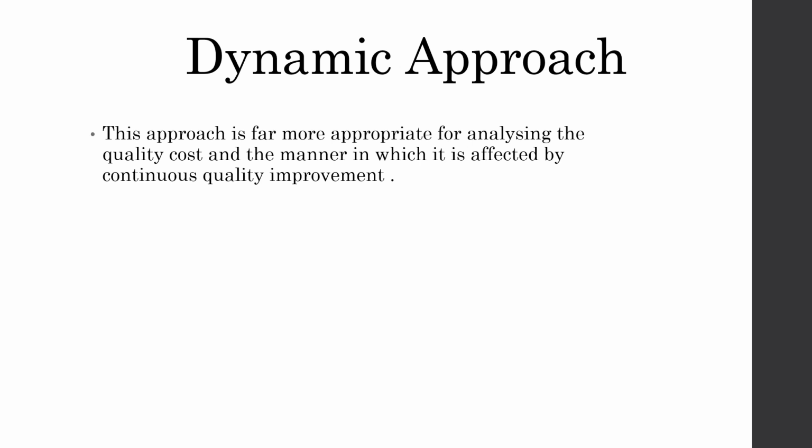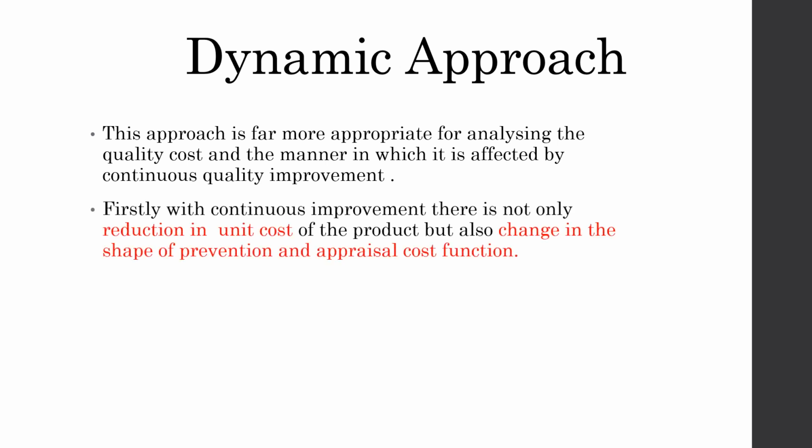Now, let us discuss the dynamic approach. Here we have to take into consideration the concept of continuous quality improvement. This is a far more appropriate process for analyzing the quality cost and the manner in which it is affected by continuous quality improvement. Firstly, with continuous improvement, there is not only a reduction in unit cost of the product, but also a change in the shape of the prevention and appraisal cost function.